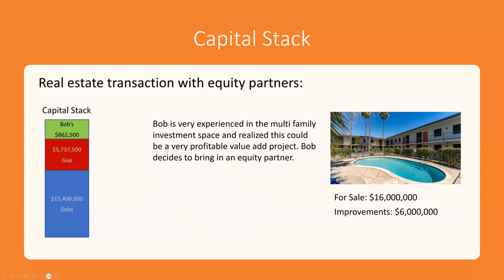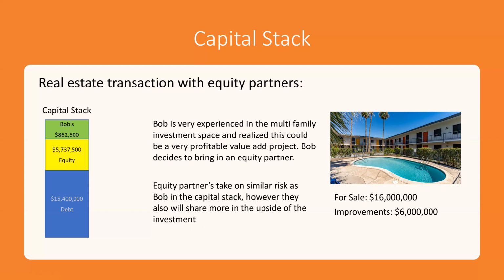So Bob is very experienced in the multifamily investment space and realizes this could be a very profitable value add project. Bob decides to bring in an equity partner. So that's where the equity would go in. The equity partner takes on similar risk as Bob in the capital stack. However, they will also share in the upside of the investment. So remember, bottom of the stack, less risk. Closer to the top, we get into more risk. We'll go into further detail on that a little bit later.